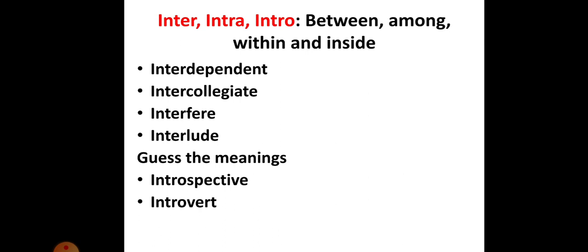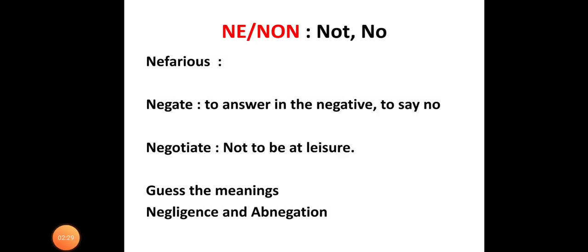And there is one more word called introvert. Introvert is a person who is very quiet and who is much more interested in his own thoughts and feelings than in spending time with others. He doesn't prefer talking to others. So an antonym to introvert is extrovert. Done. And the next root is ne and non, which actually means not or no.